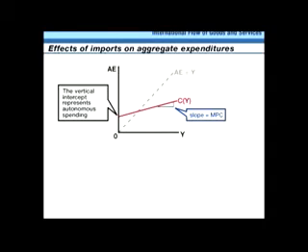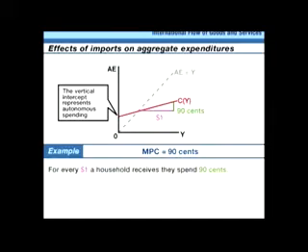Remember, the marginal propensity to consume is the amount of each additional dollar of income that a household spends on consumer goods and services. So, for example, if the marginal propensity to consume is 90% or 0.9, then out of every additional dollar of income that the household gets, a horizontal movement, that household will spend 90 cents, the vertical movement, or the rise. So rise over run, the slope of this line, is the marginal propensity to consume.